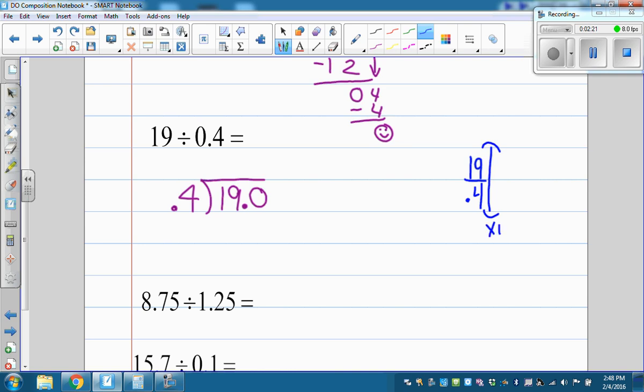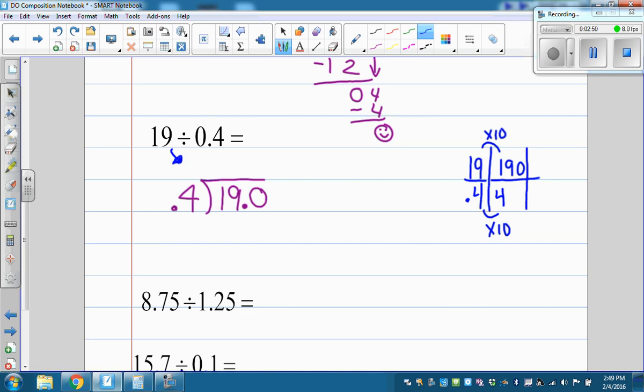Multiply by 10 and you get 4. 4 tenths times 10 is 4. And then you multiply this by 10 and you get 190. So 19 divided by 4 tenths is the exact same problem as 190 divided by 4. They're the same problem. That's why in elementary school you learn to write it like that. And if it works for you, don't change it, just do the problem.